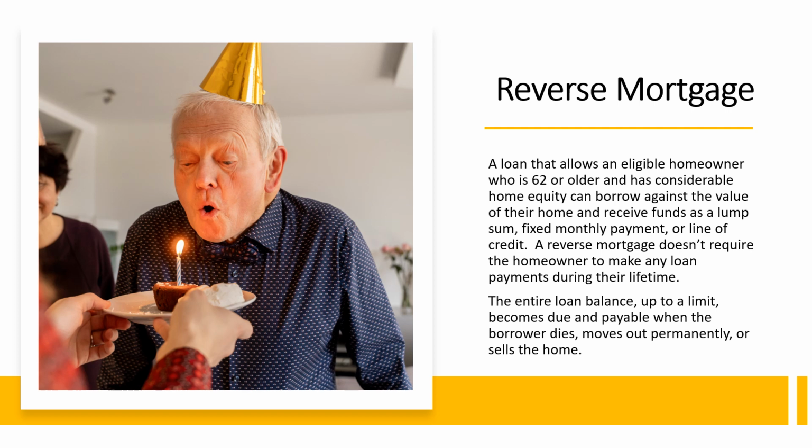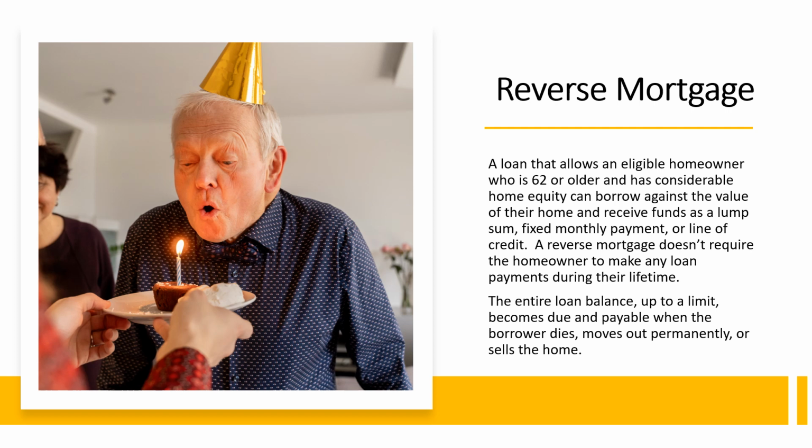Now, the person that's getting the funds has to be an eligible homeowner. That person has to be 62 or older, and they have to have a considerable amount of home equity to borrow against the home. Next time I'm going to talk about how much you could get. You could get it in a lump sum, in fixed monthly payments, or in what we call a line of credit.